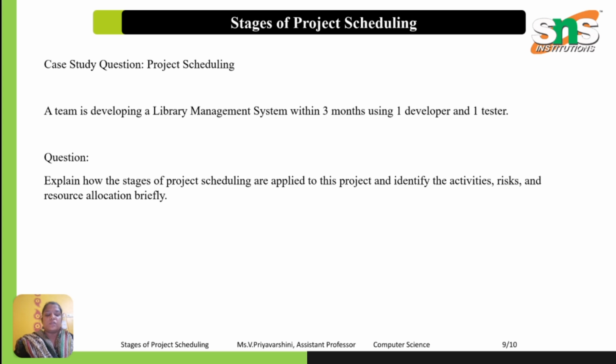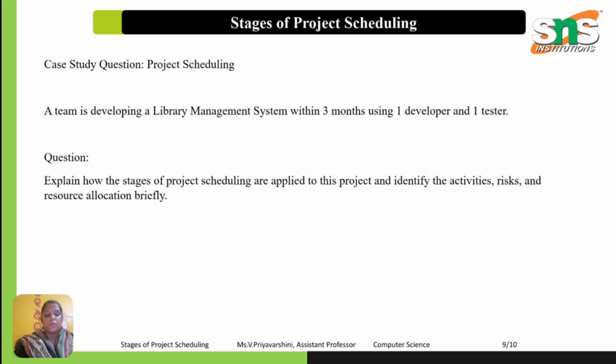Stage 3 is resource allocation. Developer responsibility: system design, database design, coding, bug fixing. Tester responsibility: test case preparation, functional testing, defect reporting, retesting. So resources are assigned according to their skills and availability.